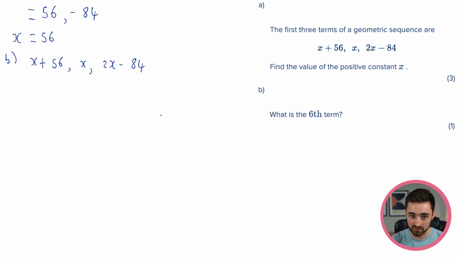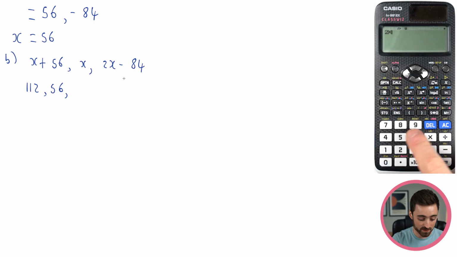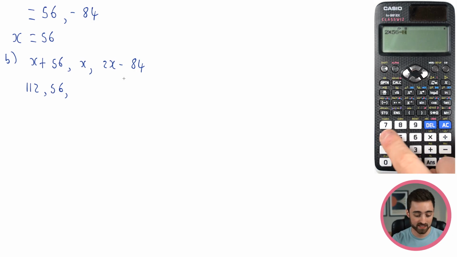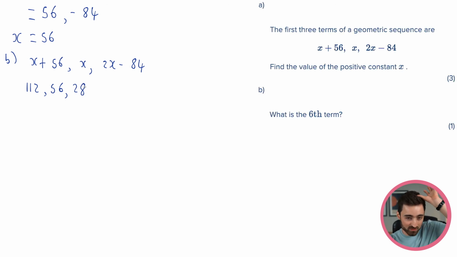So if x is 56, x plus 56 is going to be what? 112. x is obviously just going to be 56. 2x minus 84, let's put this into our calculator. So I'm going to get 2 times 56 minus 84, which is going to get me 28. At this point, can we see a pattern? How do I get from 112 to 56? I half it. How do I get from 56 to 28? I half it.